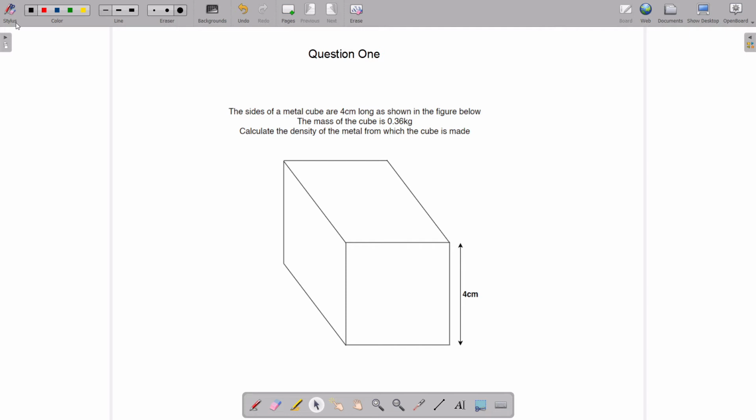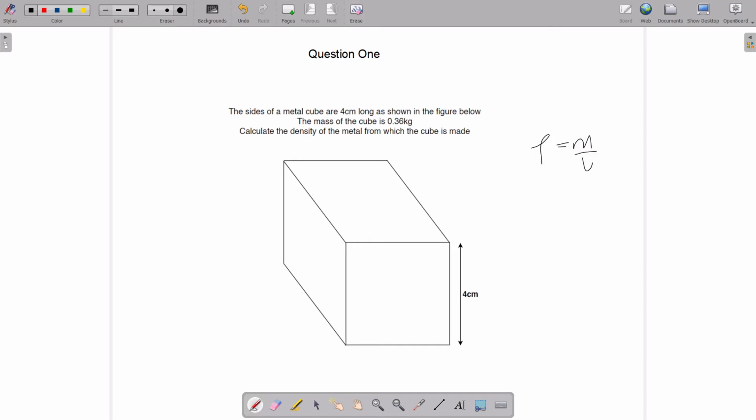So the first question says the sides of a metal cube are 4 centimeters long, as shown in the figure below. The mass of the cube is 0.36 kg. Calculate the density of the metal from which the cube is made. From our discussion of density, we need mass and volume. Once we have the mass and volume, we should be able to find the density of any material, because density, rho, is equal to mass over volume.